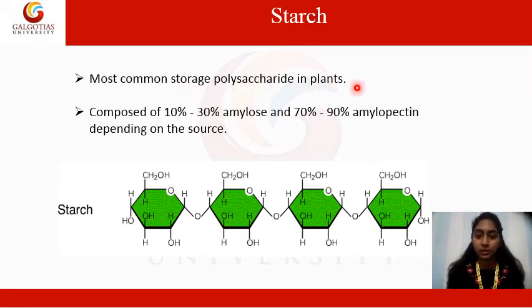Humans don't produce or store starch. It is composed of 10% to 30% amylose and 70 to 90% amylopectin, depending on the source. So these are the two constituents of starch. Starch has two components, amylose and amylopectin, which we are going to learn in detail. So let's move on with that.